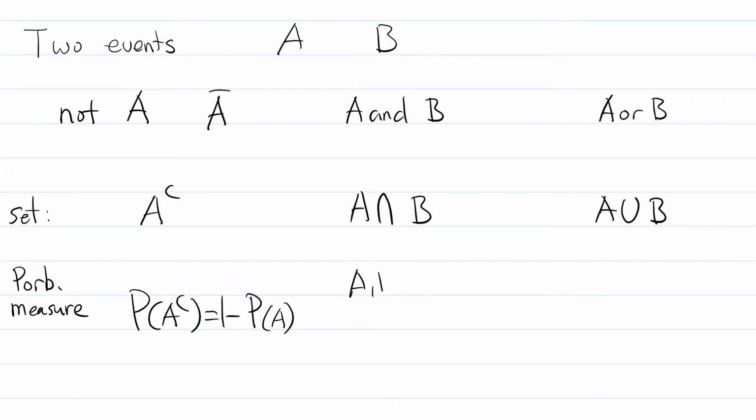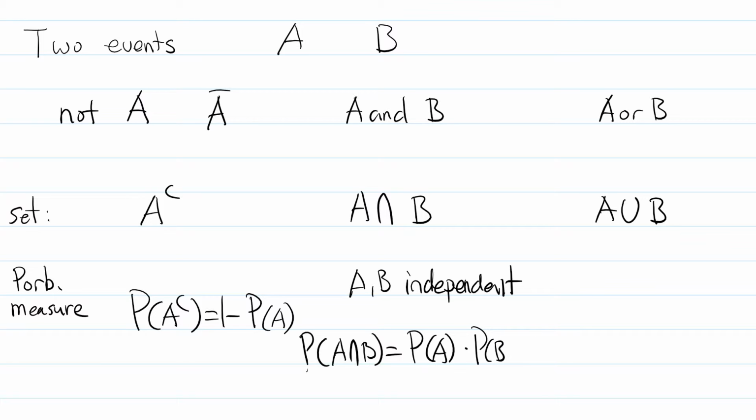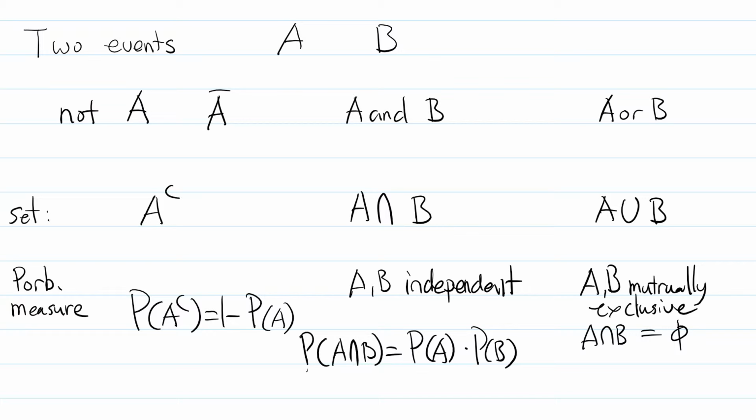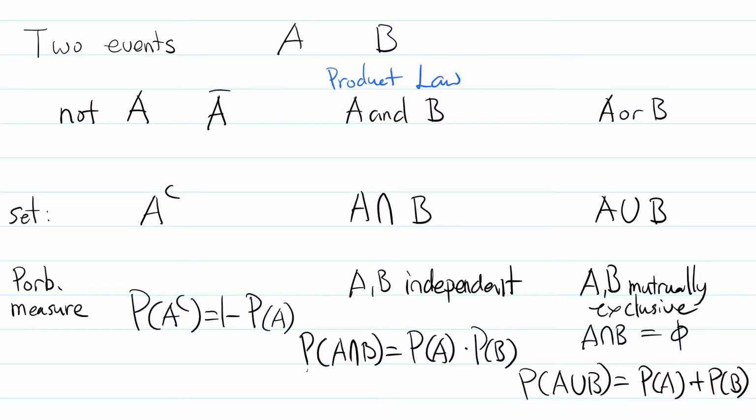And if A and B are independent, then the probability measure of A intersection B would be the product of the probability measure of A and the probability measure of B. And if A and B are mutually exclusive, that is to say, A intersection B is the empty set, then the probability measure of A union B would be the sum of the probability measure of A and the probability measure of B. Sometimes the second situation is called the product law, and the third situation is called the sum law.